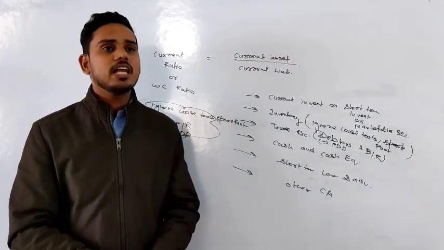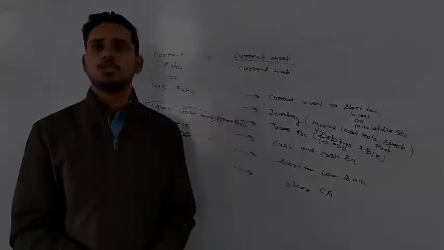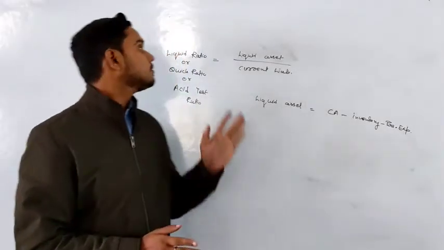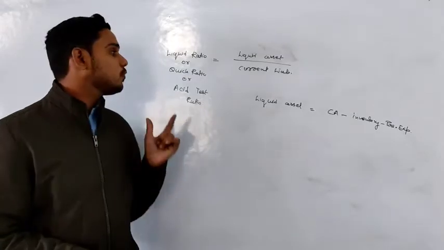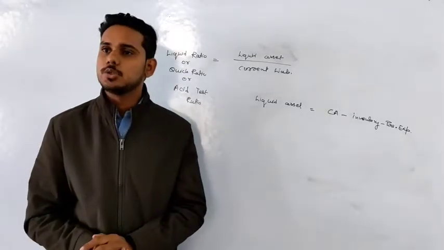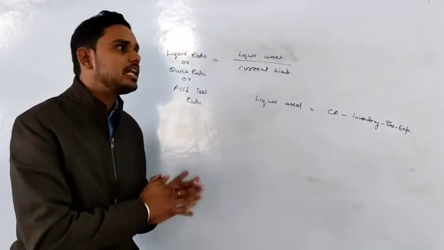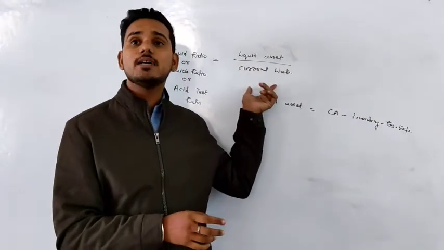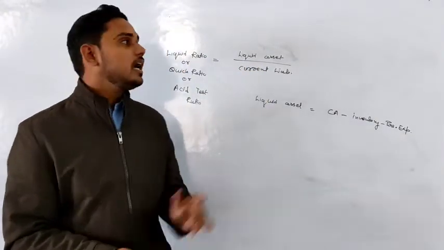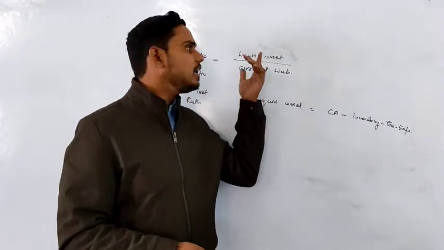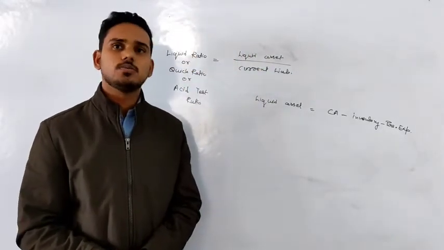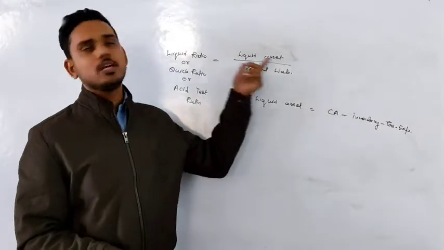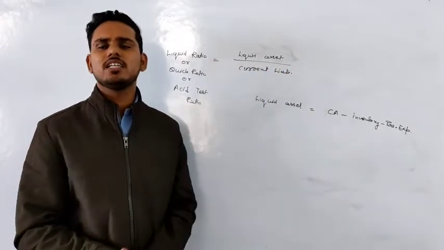Okay. So let's see our second formula, which is the formula of quick ratio. So our next ratio is liquid ratio. Liquid ratio is also known as quick ratio or acid test ratio. And the formula of liquid ratio is very simple: liquid asset upon current liability. Alternatively, instead of writing liquid asset, we can write quick asset also. Right? So formula can be quick asset upon current liability or liquid asset upon current liability.